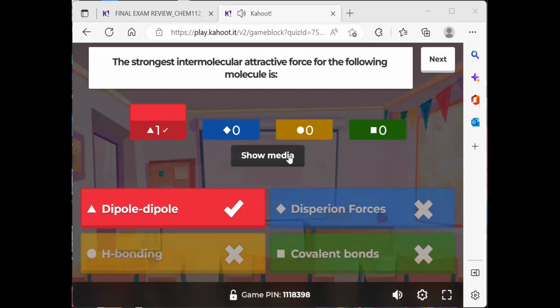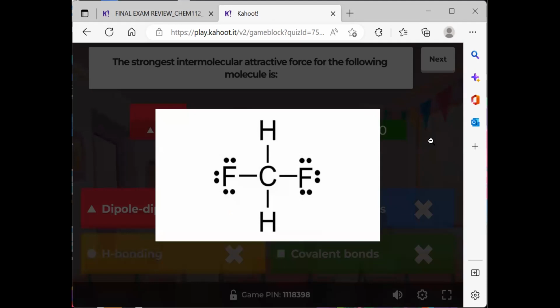When it comes to attractive forces, this is something that is particularly important, that you know how to determine the overall polarity in a molecule. And in this molecule, this is a polar molecule, but because my hydrogen atom is not bonded directly to fluorine, that's why it cannot hydrogen bond. So keep that in mind.